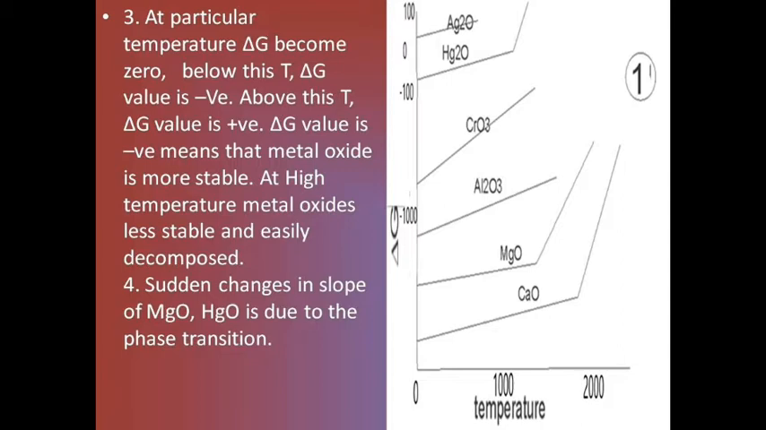The fourth observation is that there is a sudden change in the slope. You can see that in magnesium oxide and mercury oxide there are some sudden changes. This is due to phase transition. What does phase transition mean? Sometimes they go into a melting state, or sometimes they go into an evaporation state.